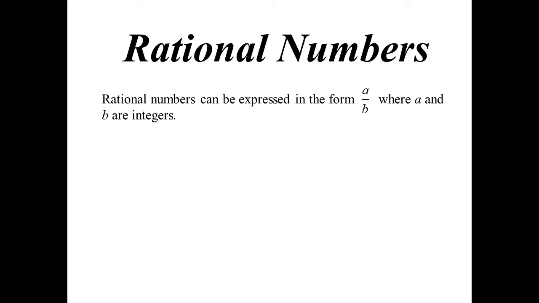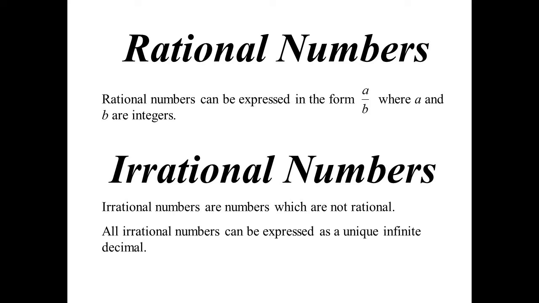Rational numbers: anything that can be expressed as a fraction where a and b are integers. They are rational, which brings us to irrational, the ones that are not rational. Every irrational number can be expressed as a unique, infinite decimal. Pi being the most obvious one. It's unique. It never repeats. Never repeats, so therefore it can't be written as a fraction.